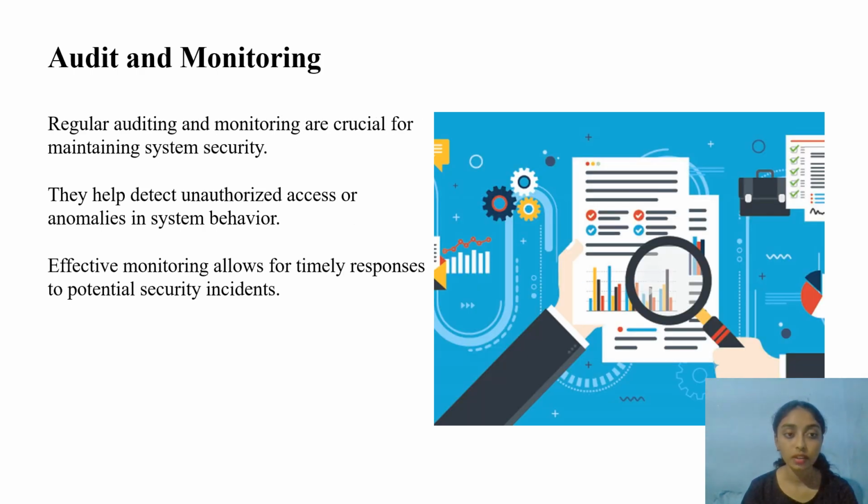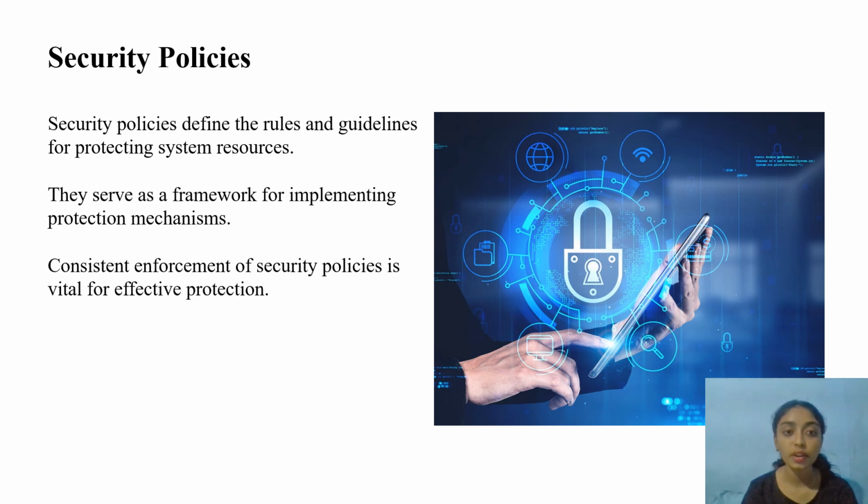Audit and monitoring. Regular auditing and monitoring are crucial for maintaining system security. They help detect unauthorized access or anomalies in the system behavior. Effective monitoring allows for timely responses to potential security incidents. Security policies. Security policies define the rules and the guidelines for protecting system resources. They serve as a framework for implementing the protection mechanisms. Consistent enforcement of the security policies is vital for effective protection.